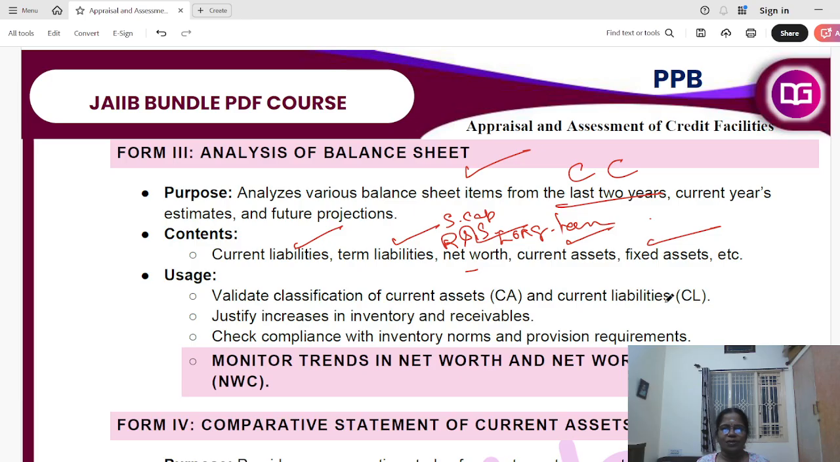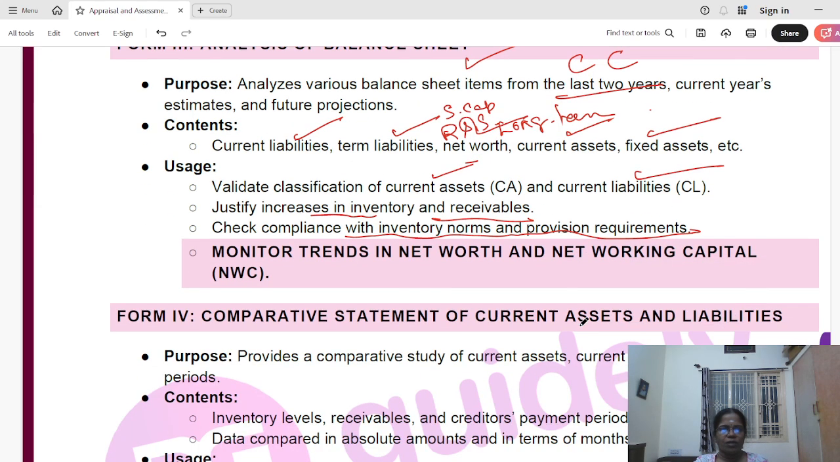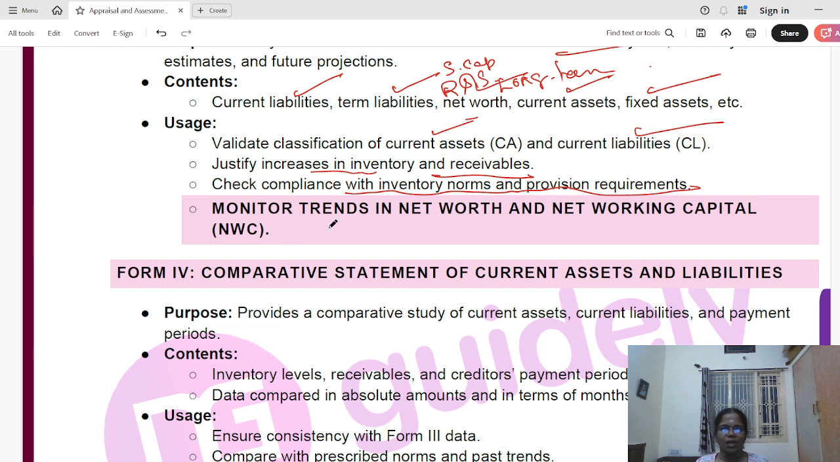Usage: validate the classification of current asset. They have to classify the current asset and the current liability. What is the increase in inventory and receivables? What is the reason for increasing the inventory as well as the receivable? That they have to justify. Check compliance with the inventory norms, stock management, inventory management norms, and what provision is there. After checking that, they can provide the loan.